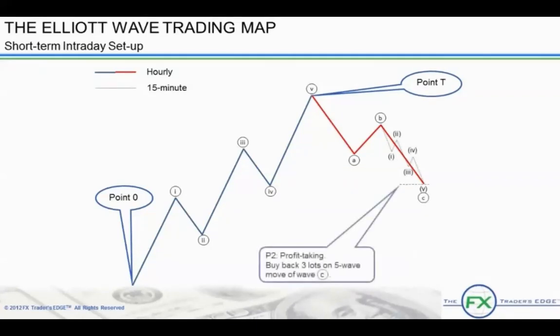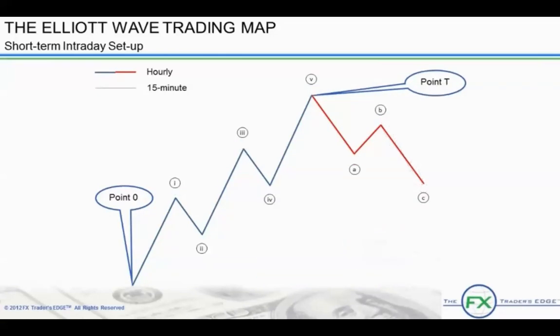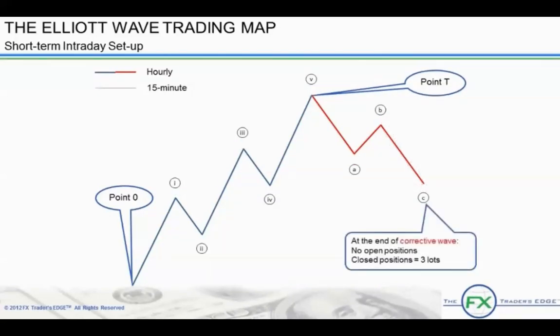Assuming all goes according to plan, and we do in fact have a zigzag correction, we ride out the wave C circled and take our profits. We use 3 out of our 6 confirmations for the end of a trend to determine the end of wave C circled, and we buy back our 3 lots at P2. At the end of the corrective wave, there are no open positions and closed positions equals 3 lots.